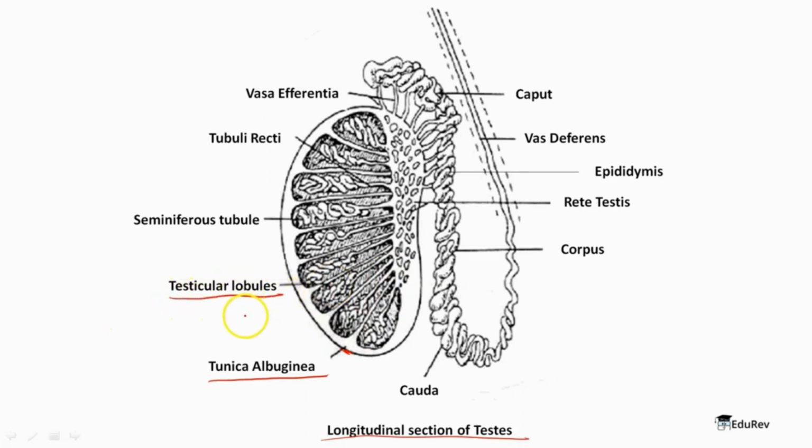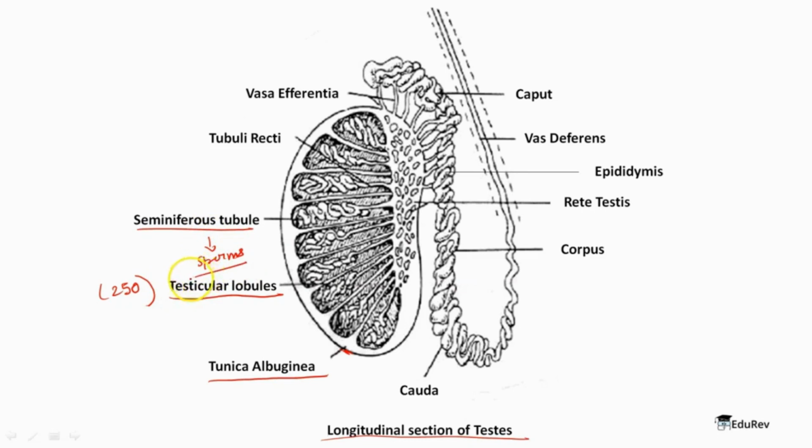In a single testis, there are 250 testicular lobules. How many are present inside a single testis? 250. Okay. Every testicular lobule has 2-3 coiled structures. These are the coiled structures, and they are called seminiferous tubules. The seminiferous tubules are responsible for formation of sperms. So the sperms are formed inside the seminiferous tubule.